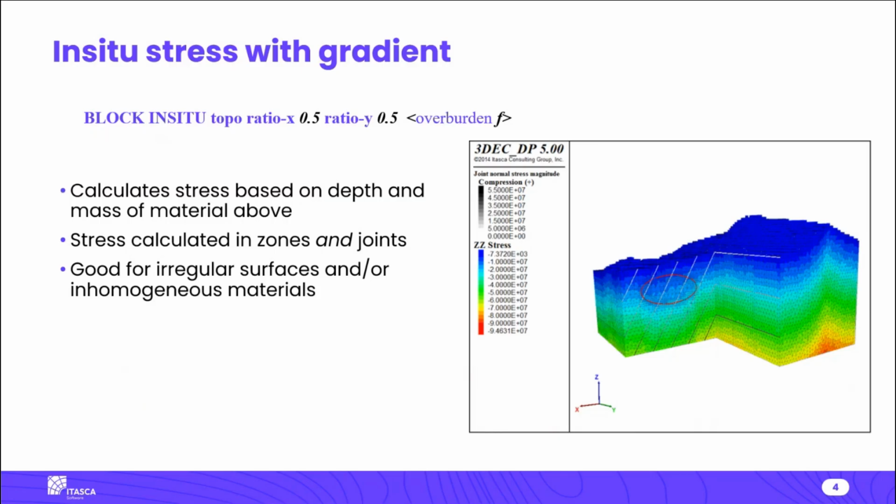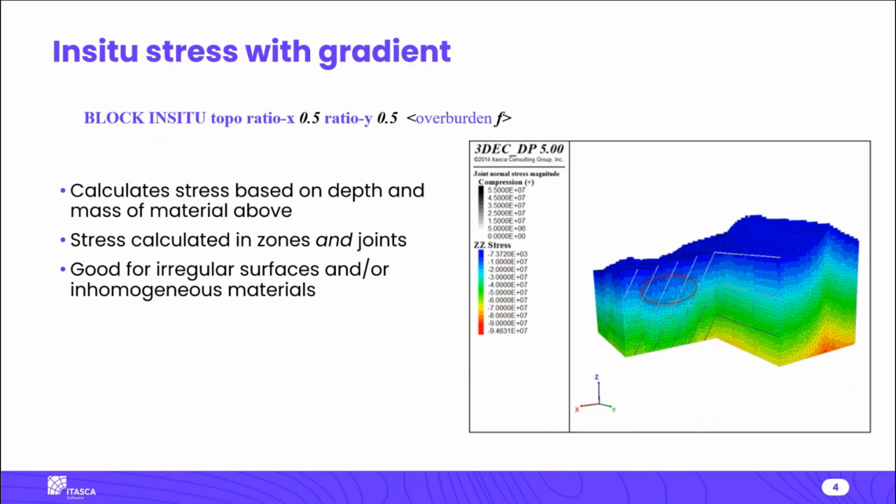But you can imagine you want to model something that's quite deep, and you don't necessarily want to model all of the material between your excavation and the surface. So you can truncate that at some point and add an overburden stress to account for the material that you're actually not modeling. And just be careful here because, again, compressive stresses are negative. So if you specify an overburden stress, you almost certainly want to give a negative number.